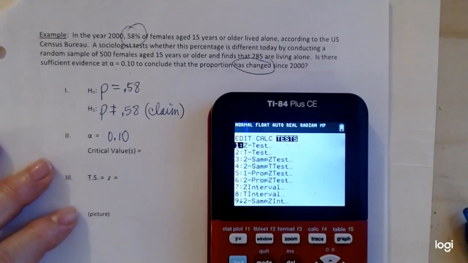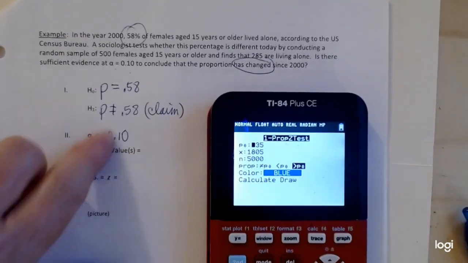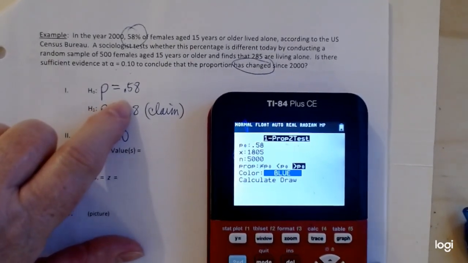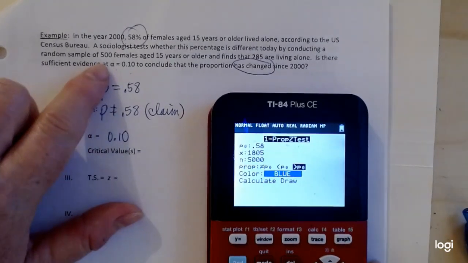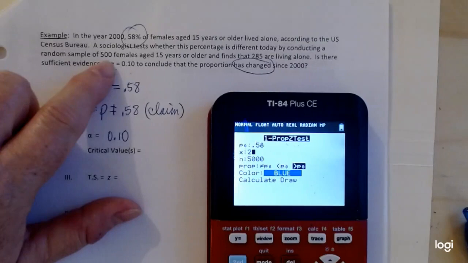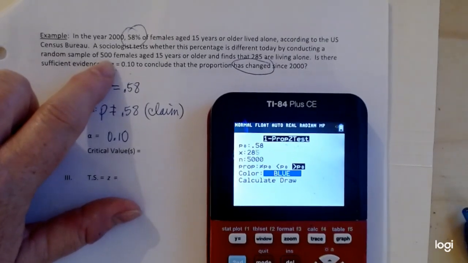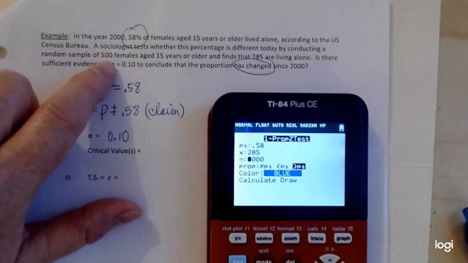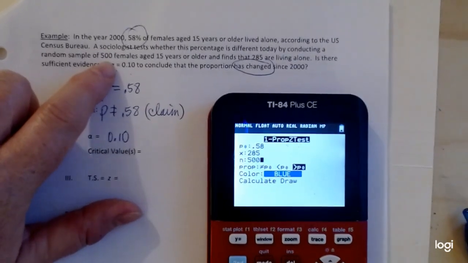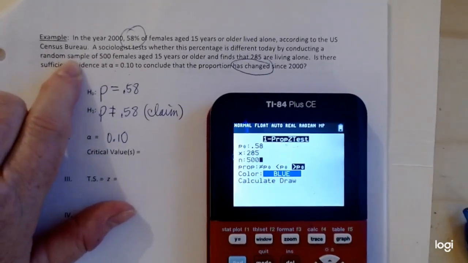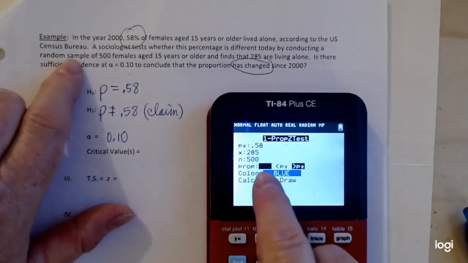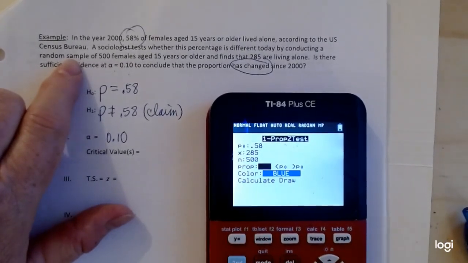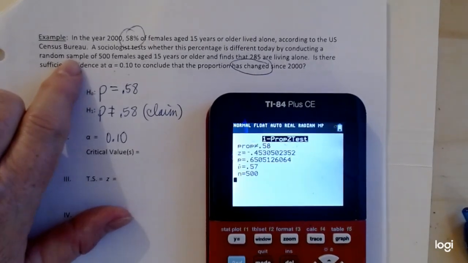So I'm going to go to stat, test 5. Now I have 0.58. And I have 285 is how many were living alone. And that was out of 500. That was the random sample. So that's our N. This is a two-tail, so it's going to be a not equal here. And first we're going to go to calculate.